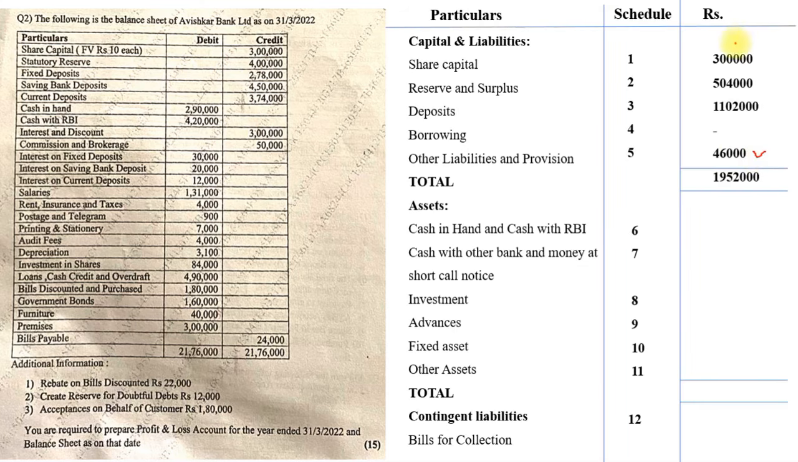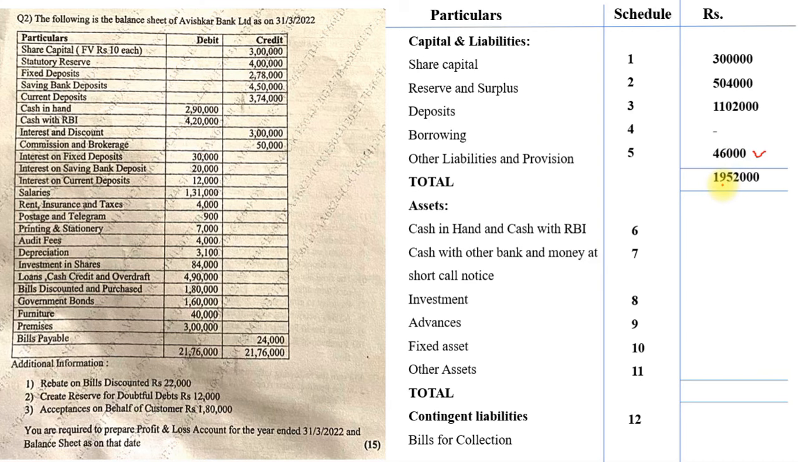Once you note it down, we add up all the liability side. So 3 lakh plus 5 lakh 4,000 plus 11 lakh 2,000 plus 46,000 comes to 19 lakhs 52,000. A very prominent figure. Now with this, our liability is done. Now we jump to our asset side.